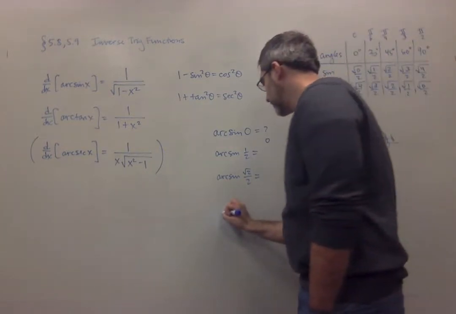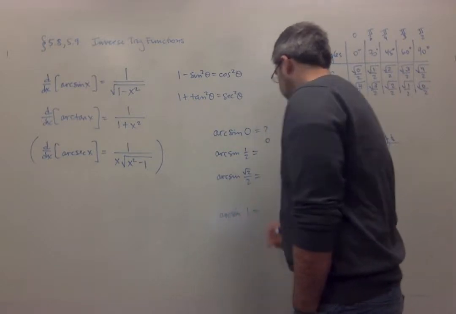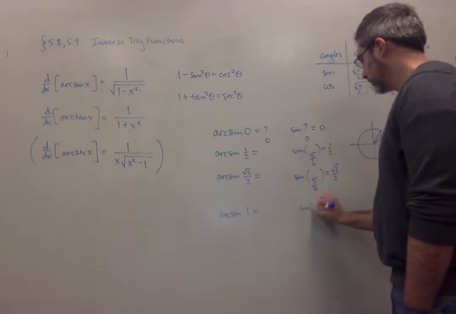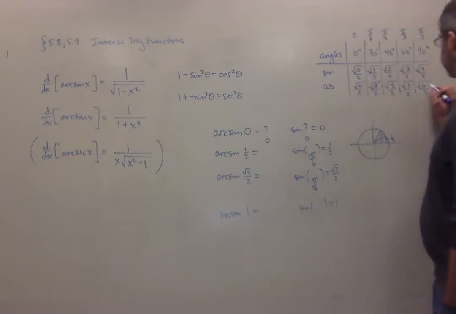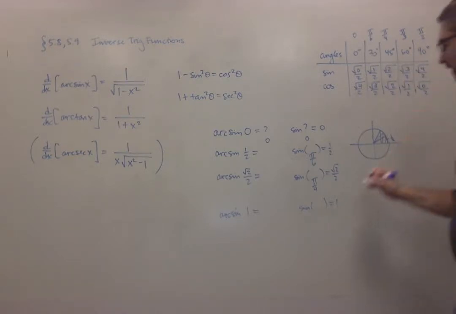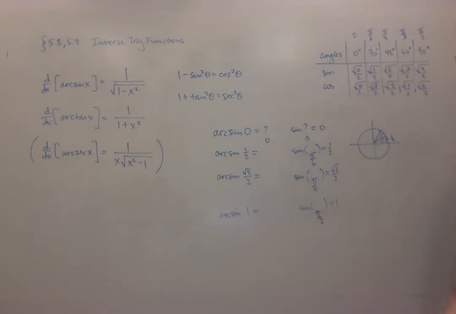Okay, so arc sine of 1 is the angle whose sine is 1. And that is square root of 4 is 2. So sine of pi over 2 is 1. So this is pi over 2 there. Okay? So that's how to compute values for arc sine.